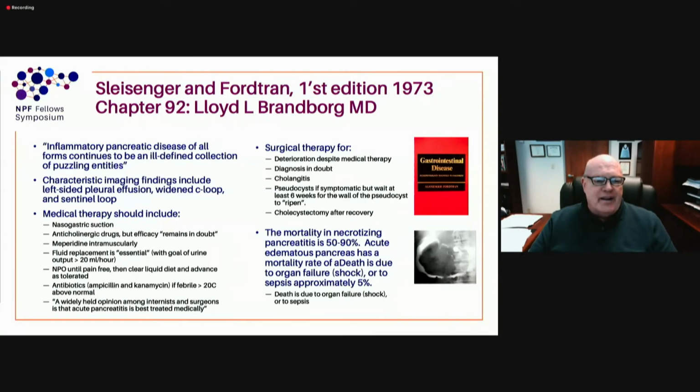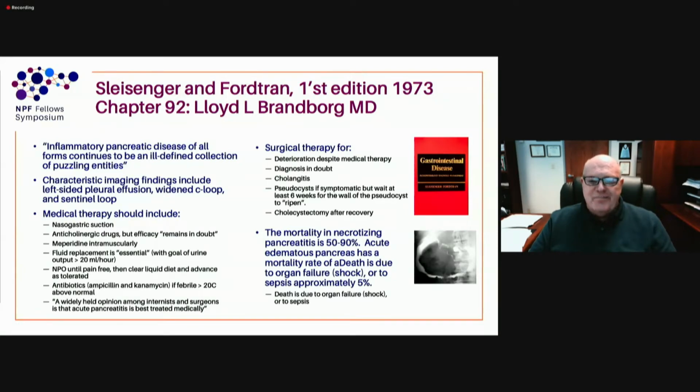They noted there were characteristic imaging findings. Ours are a little bit different, but still we have characteristic imaging. They defined what medical therapy is, and I'll point out that one of them was fluid replacement. They noted, essential there on the lower left, NPO until the patient's pain-free, then feed him. Antibiotics used selectively, and that medical treatment was superior to surgical therapy. And surgical therapy, on the upper right, was really only indicated in a few situations.